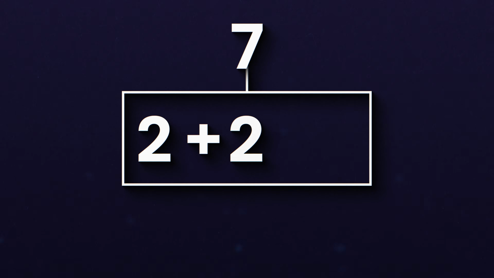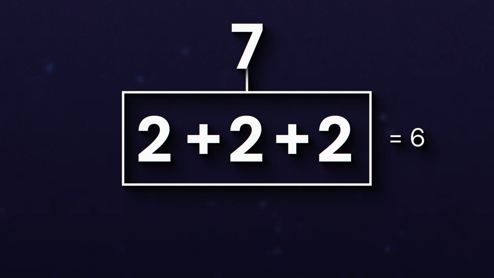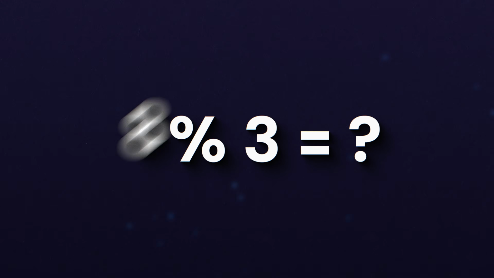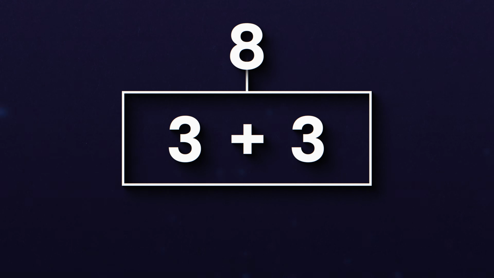So 2 goes into 7 3 times, sure, but we don't actually care about that. 1 is left over after the division, so the answer is 1. Modulo doesn't actually care about the results of the division, it cares about the remainder. Okay, so what's 8 mod 3? Well, 3 goes into 8 twice, which is 6, and then 2 is left over, so it's 2.